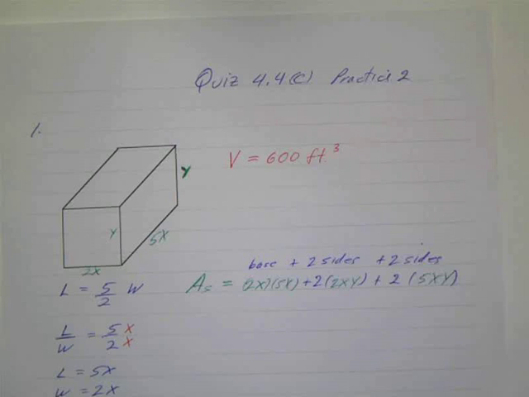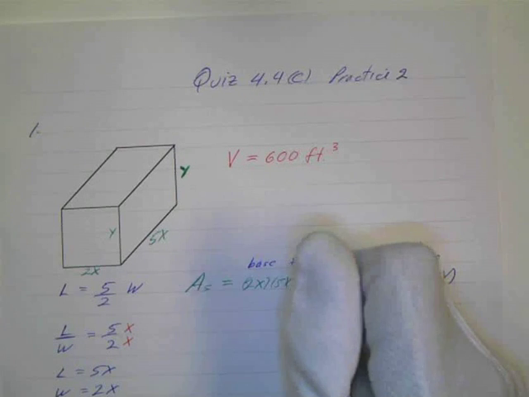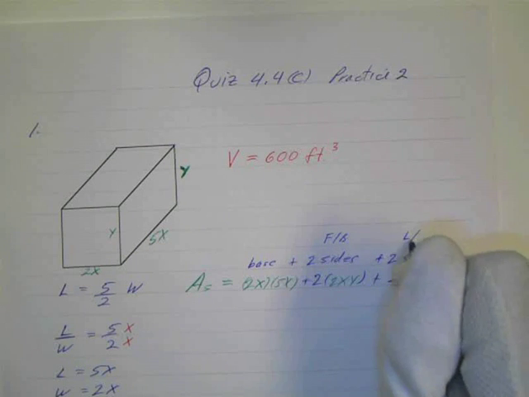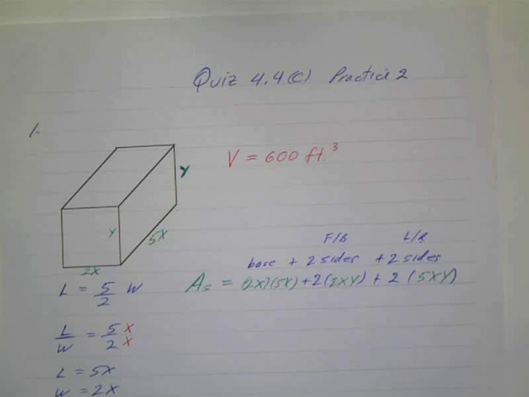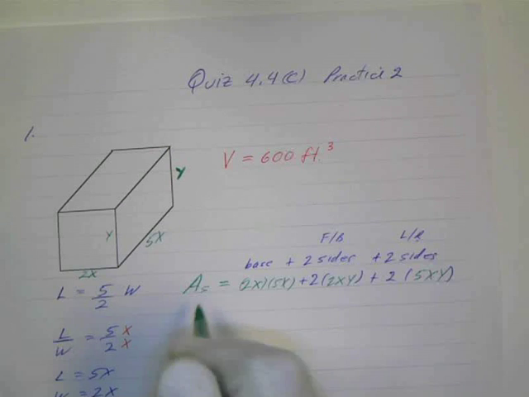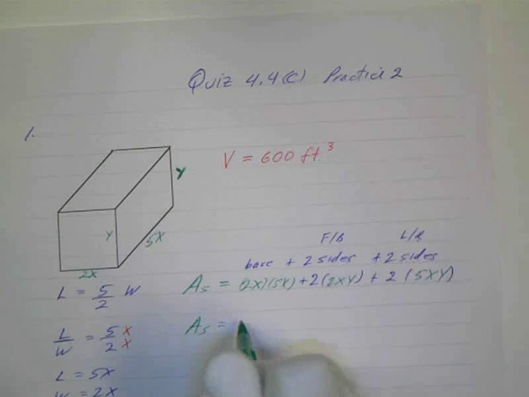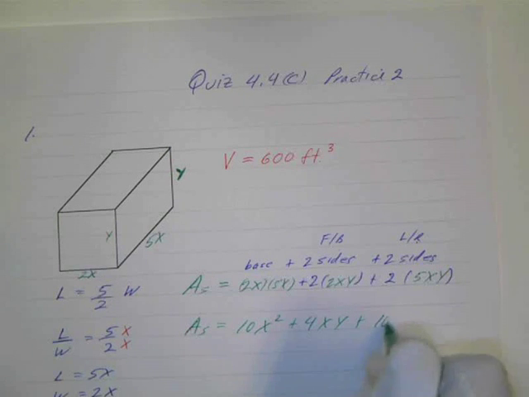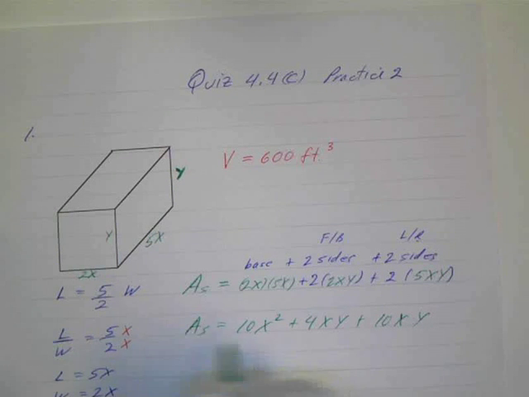Okay. So we can say this is the base and this is the front and the back. And this is the left side and the right side. Okay? Maybe that makes it clear. So that's our surface area. Those would be the 5 pieces of material we're going to cut out, and we want to minimize that. Okay, so we can simplify this. 2x times 5x is 10x squared. 2 times 2 is 4, so we've got 4xy. And we've got 2 times 5 is 10xy, and then we can simplify that.